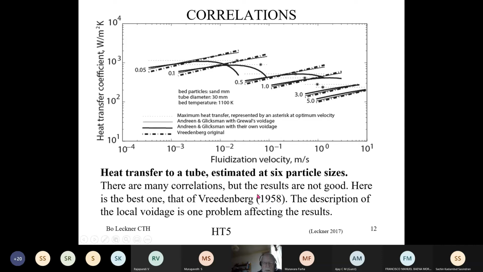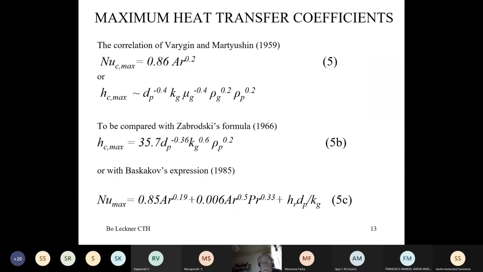It was only realized later. So Andrén and Glicksman corrected this Fredenberg correlation and formed this correlation. And I saw a recent publication on heat transfer to external heat exchanger tubes, and they had found that this Andrén and Glicksman correlation worked very well compared to measurements. I don't give the correlation here, but if you're interested, you can find it in the literature.